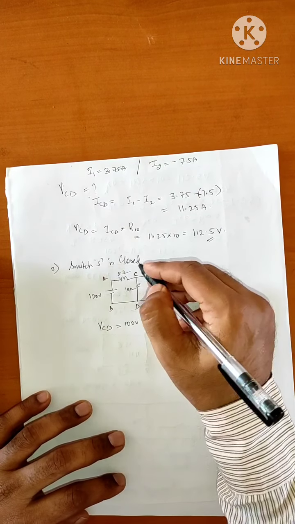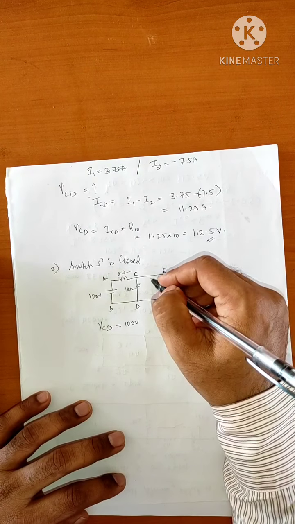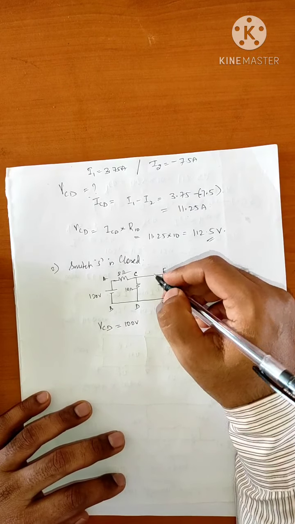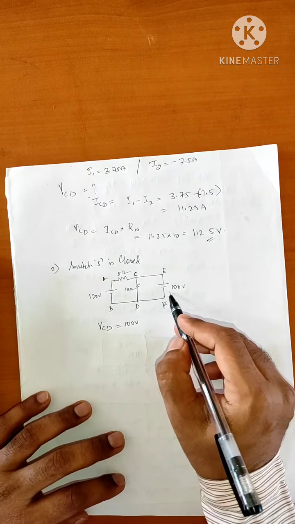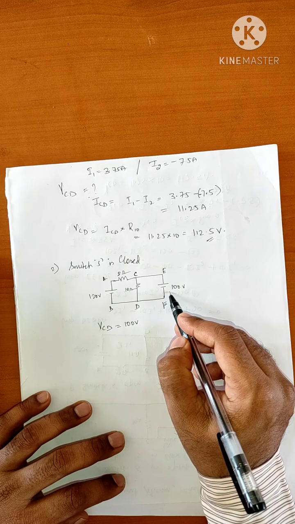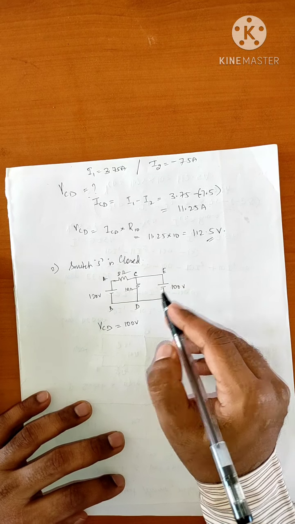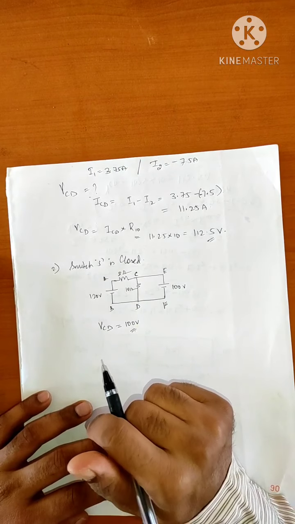Now if you look at switch S closed, when the switch S is closed, the 1 ohm and 20 volt source get shorted and don't appear in the circuit. So what will be the voltage across VCD? The voltage across VCD will be only 100 volt. That is the open circuit voltage. So this is the final answer.